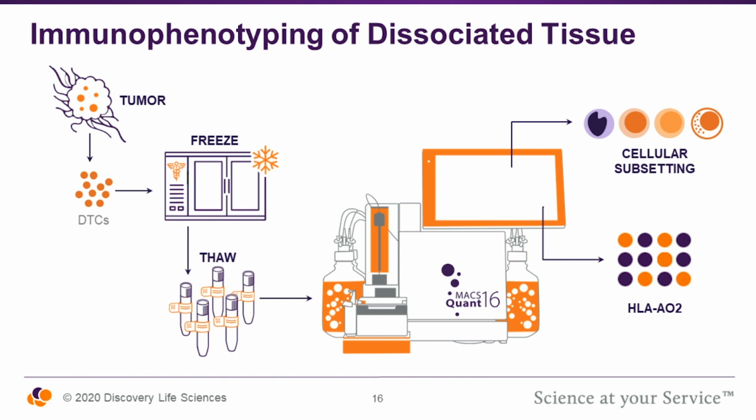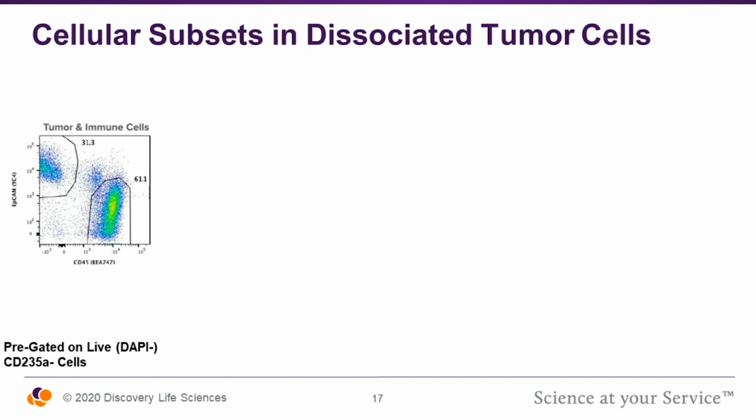So what we do for all of these dissociated tissues is, after they go through the freeze-thaw cycle, upon thaw, they go through a flow cytometry analysis to classify all of the cellular subsets within the tumor, as well as HLA-A2 status by flow. Again, a binary: is the donor HLA-A2 positive or negative. The panel that we're currently running is 12 markers large.